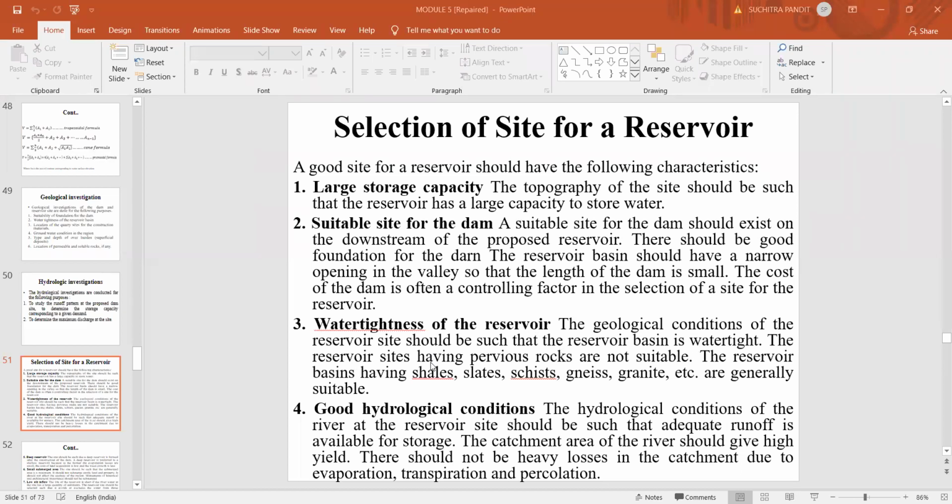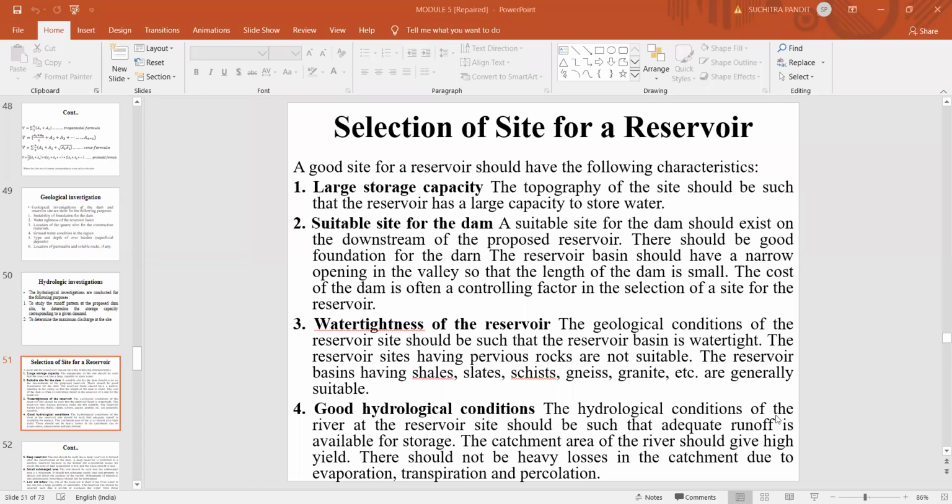The reservoir site having pervious rocks is not suitable. The reservoir basins having shales, slate, schist, granite are generally suitable. So granite is the best one. Granite and this, so these are the two rock formations which have more water tightness capacity. And also the good hydrological condition.